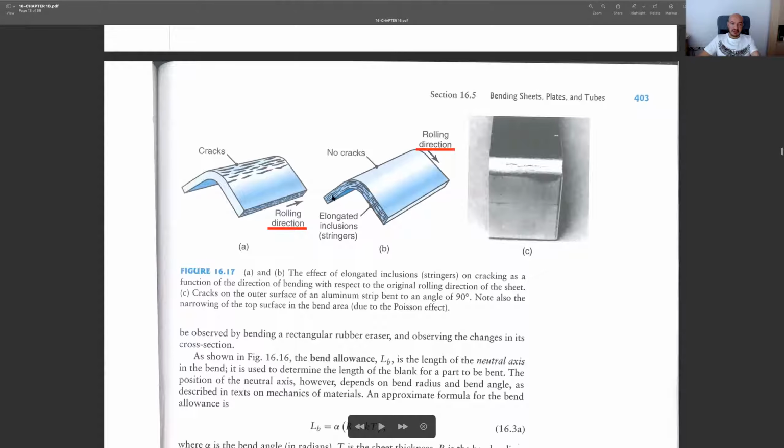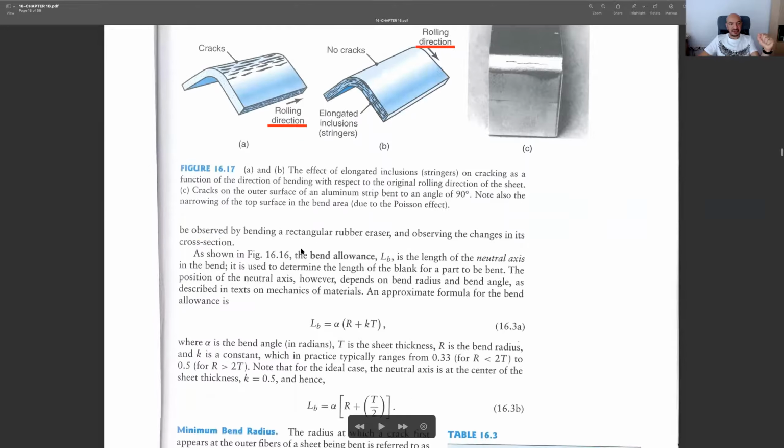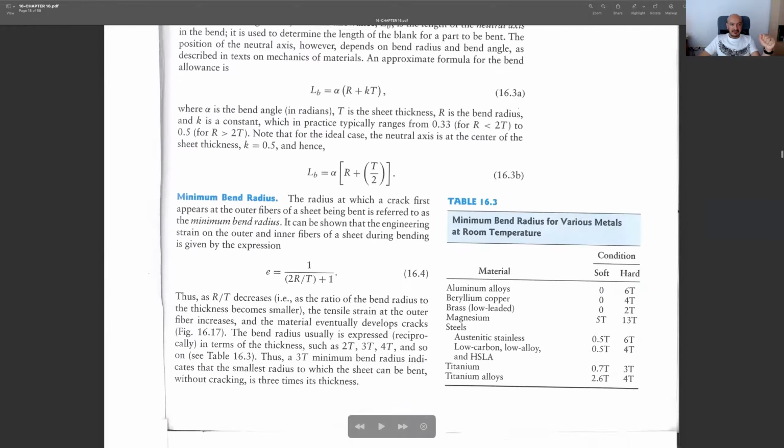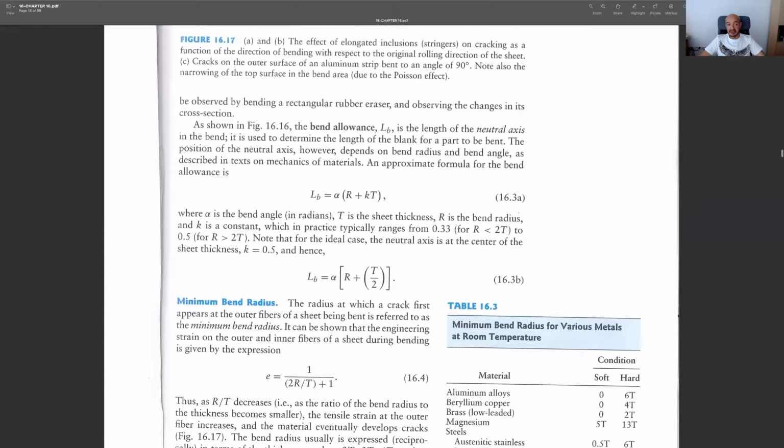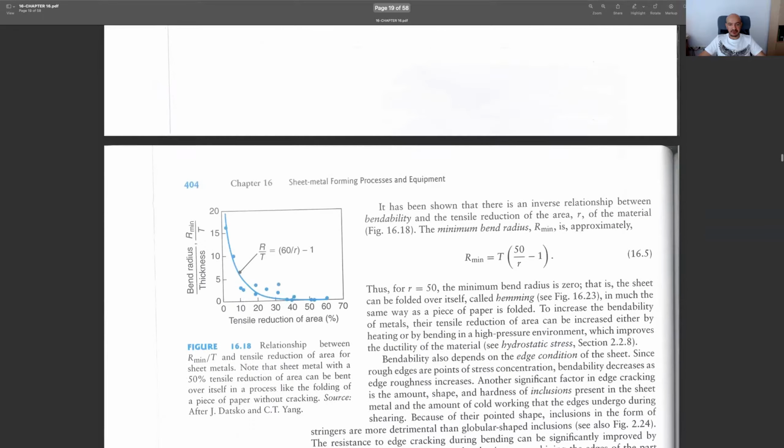Yep. You see, we are assuming that these two parts are manufactured with rolling. In this first one, the rolling direction was to the right, and in this one, it's along the length of our sheet metal. So if you do the bending in that direction, then you will have no cracks on the outer boundary, but you will have tears and cracks if you do the bending in the opposite direction.